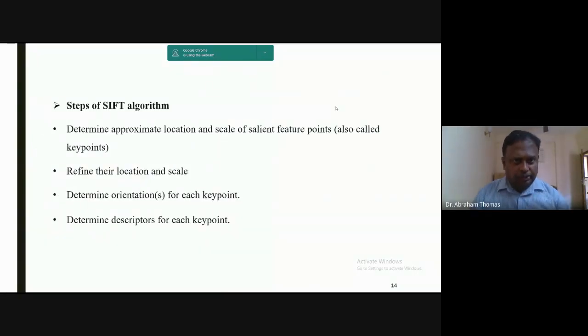An outline of the steps of the SIFT algorithm: determine approximate location and scale of salient feature points, also called key points. Refine the location and scale. Determine orientations for each key point. Determine descriptors for each key point.